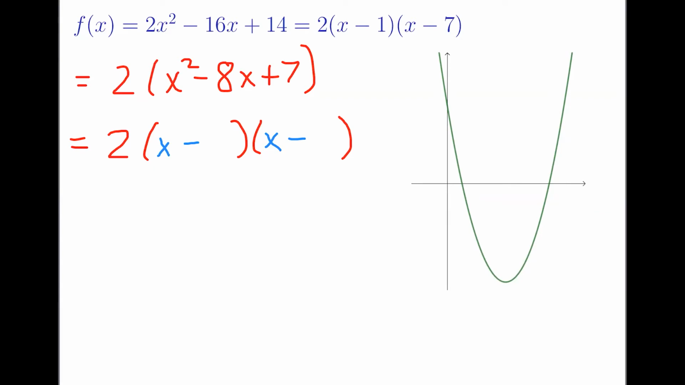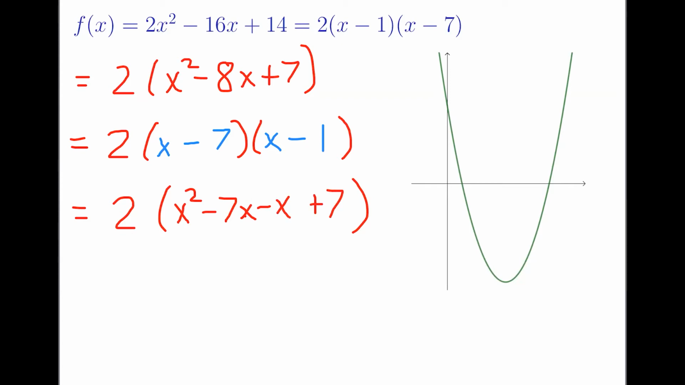If I did x minus 7 times x minus 1, those are 2 numbers whose product is 7. And when I expand this thing, what do I get? I get still a 2. And then with these 2 terms, I have x squared, and then I have minus 7x, that came from this product right here. And then I'm also going to have minus 1x, that comes from that product. And finally, I'm going to have a plus 7.